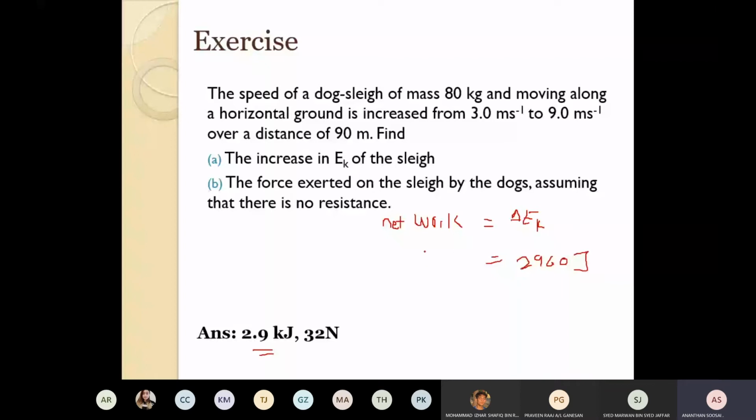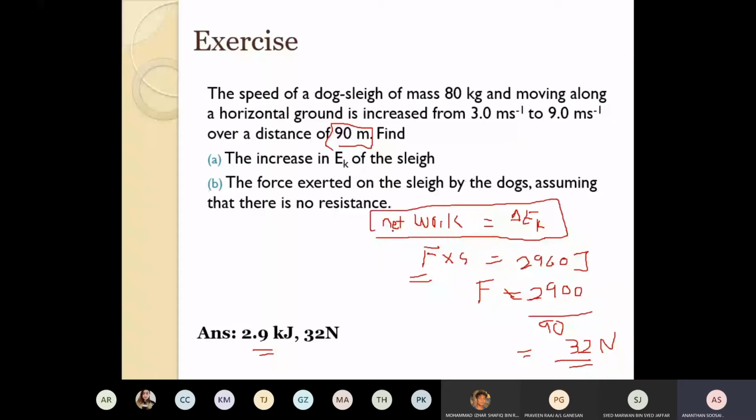So work done is force times distance travelled, so we can find the force. Force equals 2,900 divided by the distance travelled, which is how much? 90 meter. That will give you the force applied. Okay, get 32 Newton. So new idea: the net work done is the gain in kinetic energy for this case. Normally it will be gain plus EP also, but because it's a flat surface, EP does not involve. The net work done is the gain in kinetic energy.